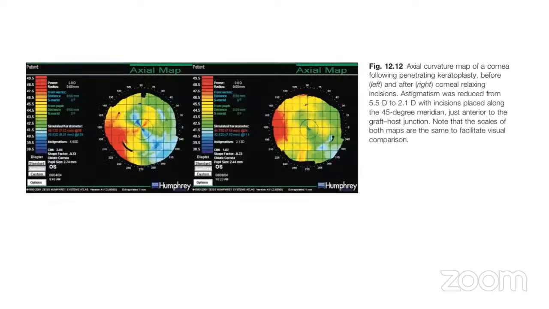This is an axial curvature map of a cornea following penetrating keratoplasty. Before and after corneal relaxing incision, astigmatism was reduced from 5.5 diopters to 2.1 diopters with incisions placed along the 45-degree meridian just anterior to the graft-host junction. Note that the scales of both maps are the same to facilitate visual comparison.